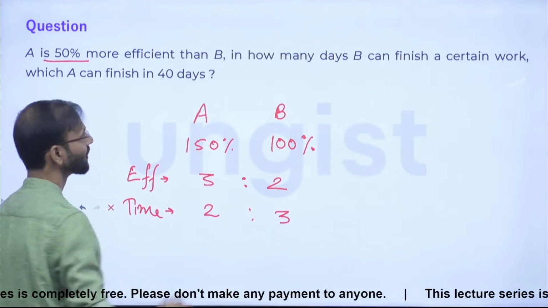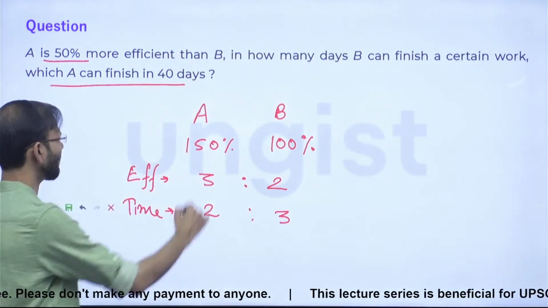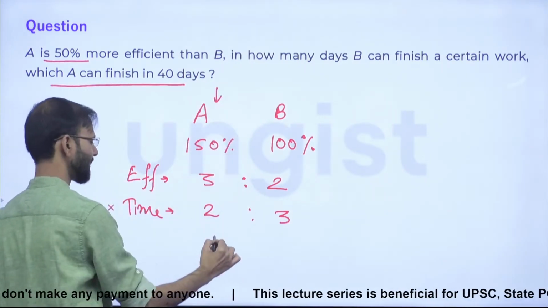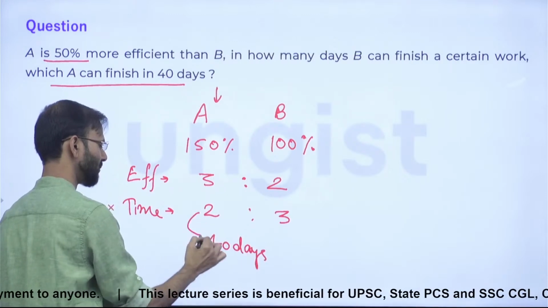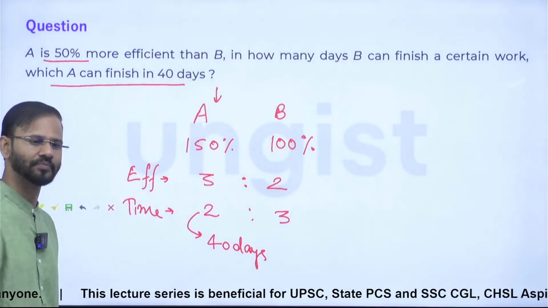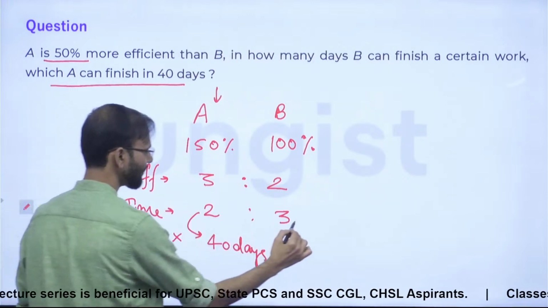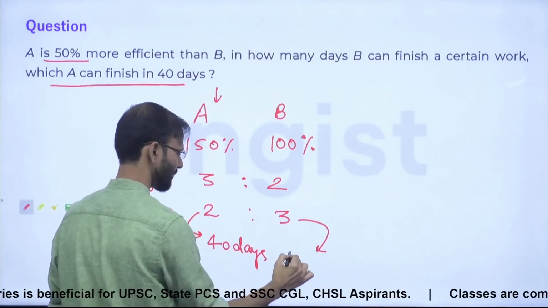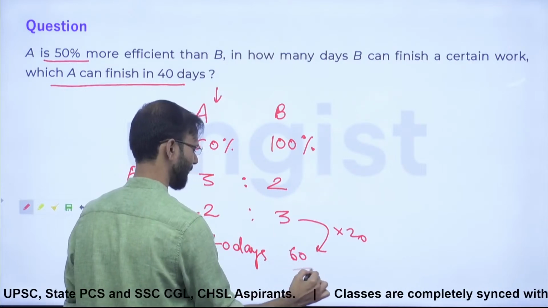Correct, everybody? Now question is saying A is taking 40 days. This is A. A is taking 40 days, guys. So 2 units is equal to 40 days, right? This is 20 times of this. So 3 units will be what? 20 times of this will be 60, right?